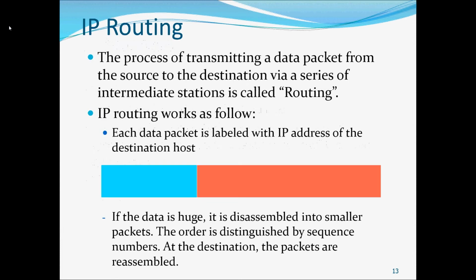Now, for IP routing, the process of transmitting the data packet from the source to the destination via a series of intermediate stations is called routing. IP routing works as follows. Each data packet is labeled with an IP address of the destination host. However, if the data is huge, it is disassembled into smaller packets, and the order is distinguished by sequence numbers. At the destination, the packets are then reassembled in the same order.